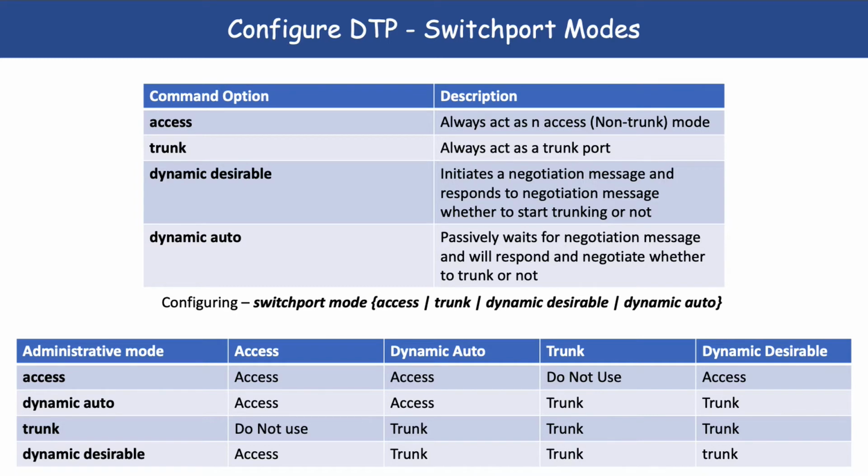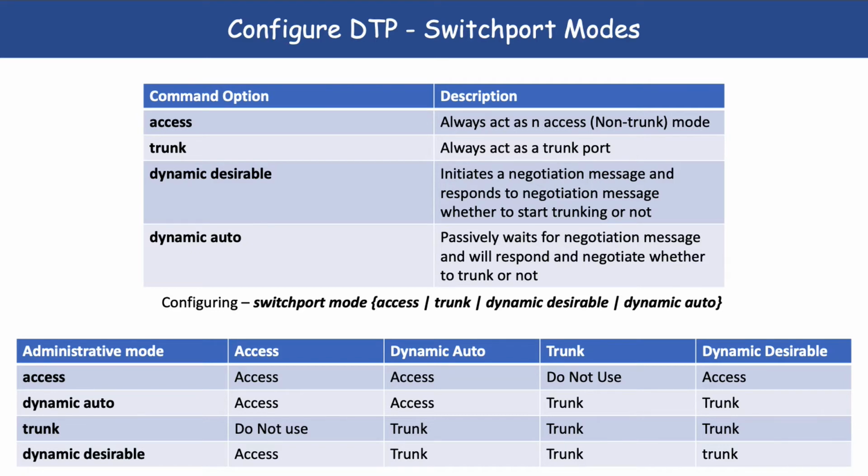DTP is configured by either dynamic desirable or dynamic auto. In dynamic desirable, the negotiation message is sent and is responded to as well. That means that if you set the port to dynamic desirable, the switch is going to initiate a negotiation message, that is, tell the other switch that hey, I'm available and I want to negotiate with you. And if any other switch contacts it, it's going to respond that yes, I want to negotiate with you. So both things are going to happen in dynamic desirable.